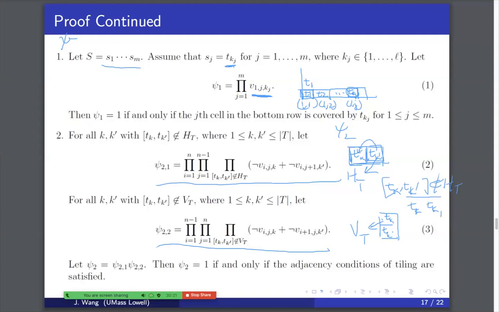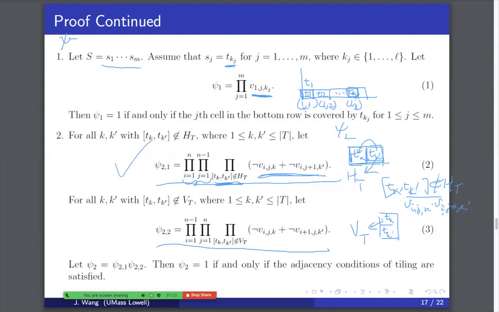So if you put both of them, you have to take a negation. But then we use a variable to represent. So now we're gonna put this as a variable. What that means is negation of V_{I,J,K} and V_{I,J+1,K prime}. Okay, so that becomes this. So for all of them, it has to satisfy this condition. So for all such pairs that's not in HT, you cannot place both of them for any I and J. Okay, so that I is from one to N, J is from one to N minus one. So that's for horizontal. For vertical is similar.